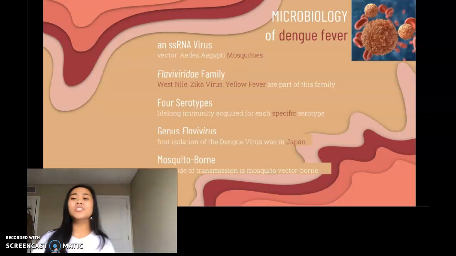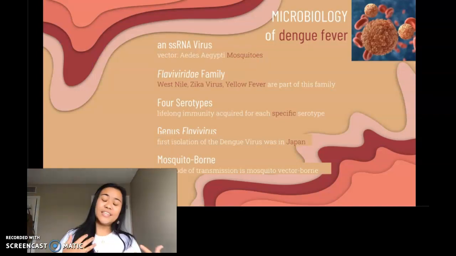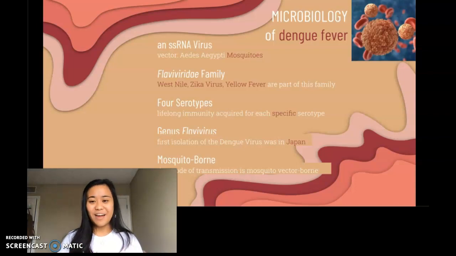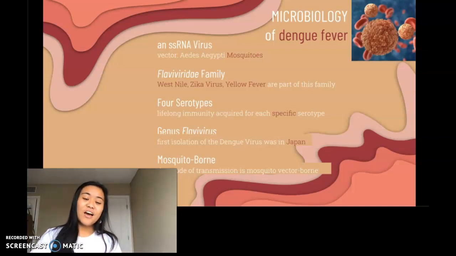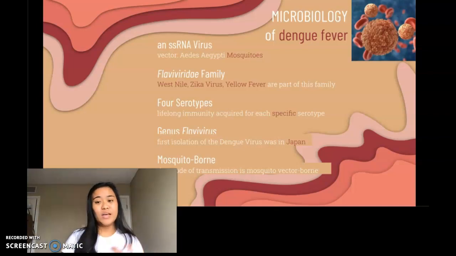So a little microbiology about dengue fever. Dengue fever is an ssRNA virus. Its vector is an Aedes aegypti mosquito. It's part of the Flaviviridae family. Also included in this family are the West Nile virus, Zika virus, as well as yellow fever.